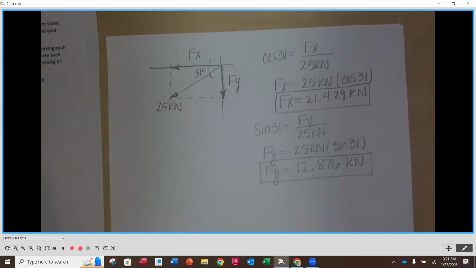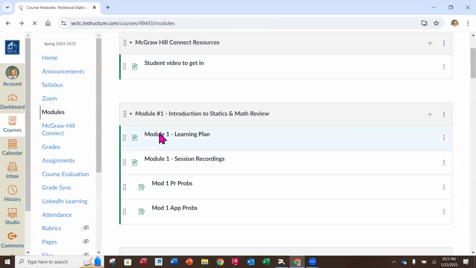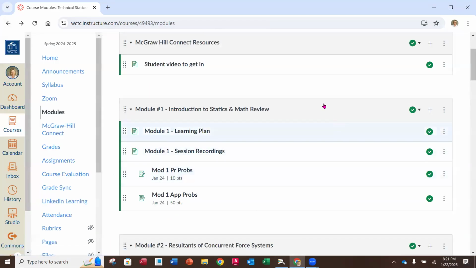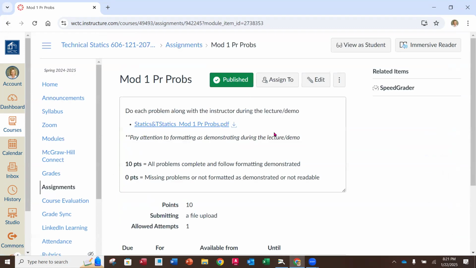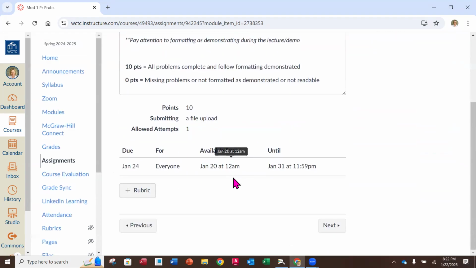So let's take a peek back at the practice problems so I can show you how you're going to be handing in. So if we go back to module 1, here's the practice problems, and that's where we got the PDF. Now, mine is going to look different than yours, but there's going to be an upload section, right?